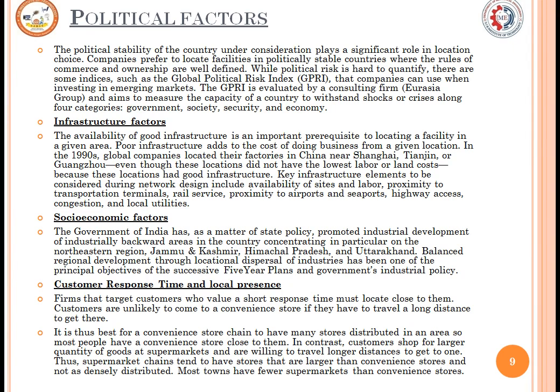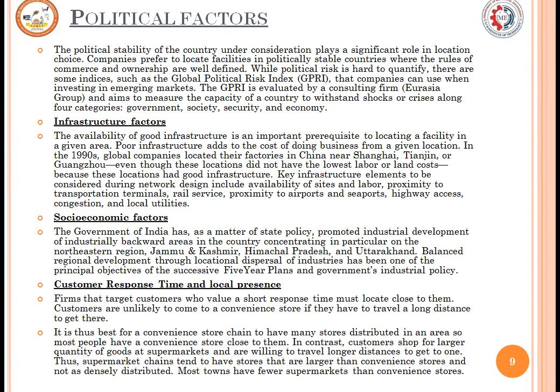Further, going to the political factor, the political stability of the country under consideration plays a significant role in location choice. Companies prefer to locate facilities in politically stable countries. Then the infrastructure factor: good infrastructure is an important prerequisite to locate a facility in a given area. Poor infrastructure adds to the cost of doing business in a given location. In the 1990s, global companies located their factories in China near Shanghai, Tianjin, or Guangzhou.